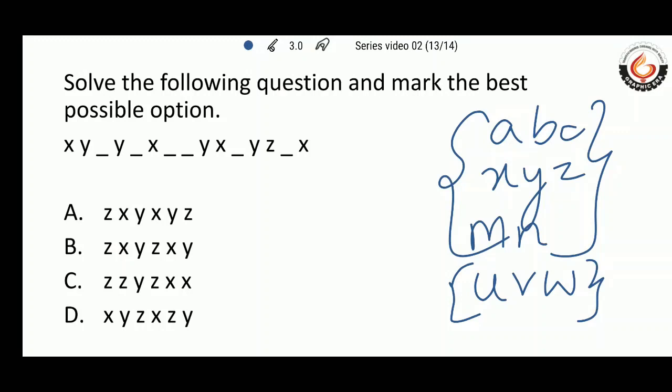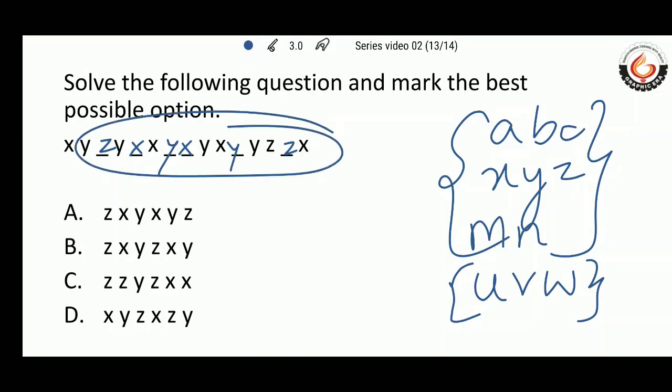Start putting the options: X, Y, Z, then X, Y, X, Y, Z, X, Y, Z, Y, X, X, Y, X, Y. There is no pattern in this option.